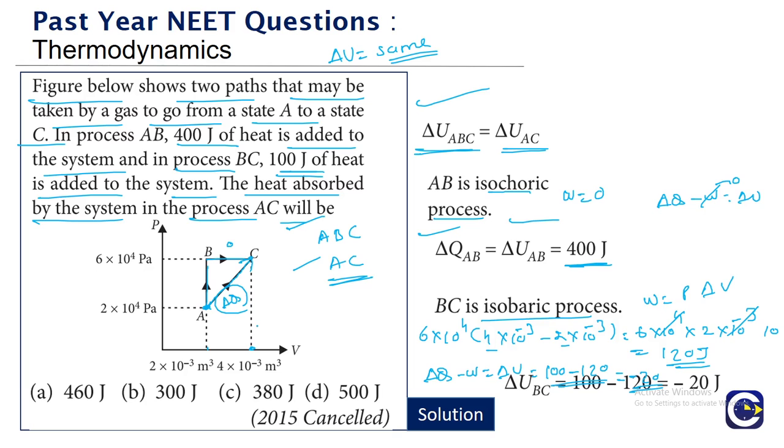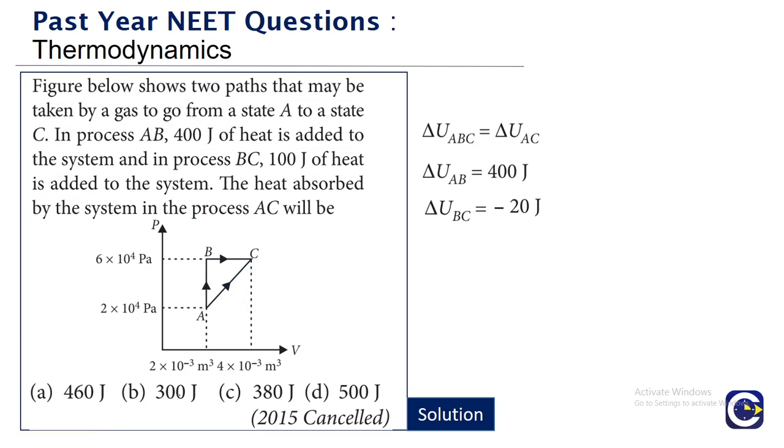So look at it for this path BC. What is the relation? Delta U will be equal to del Q minus W. That is 100 minus 120, which will be equal to minus 20. Okay. Now what do we have? For the AB part, delta U is 400. For the BC part, delta U is minus 20. So overall, delta U for the ABC part means what?